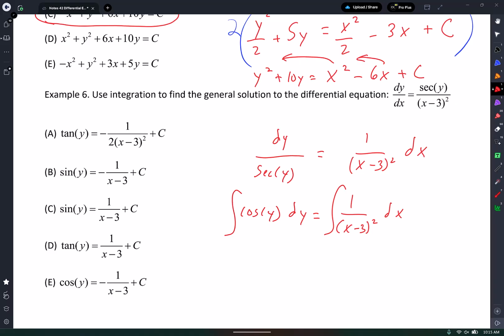Antiderivative of cosine y? No, just sine. The derivative of cosine is negative sine, but the antiderivative of cosine is a positive sine. Equals.